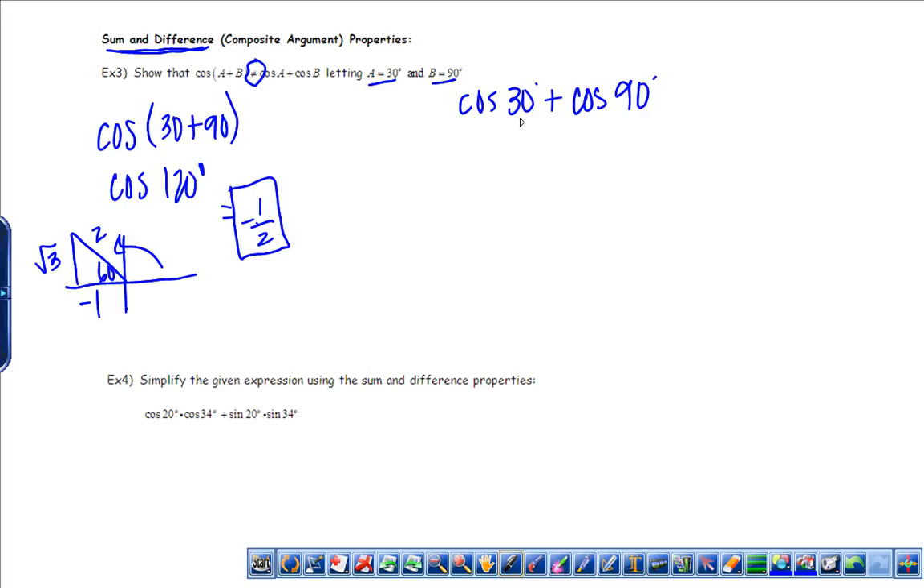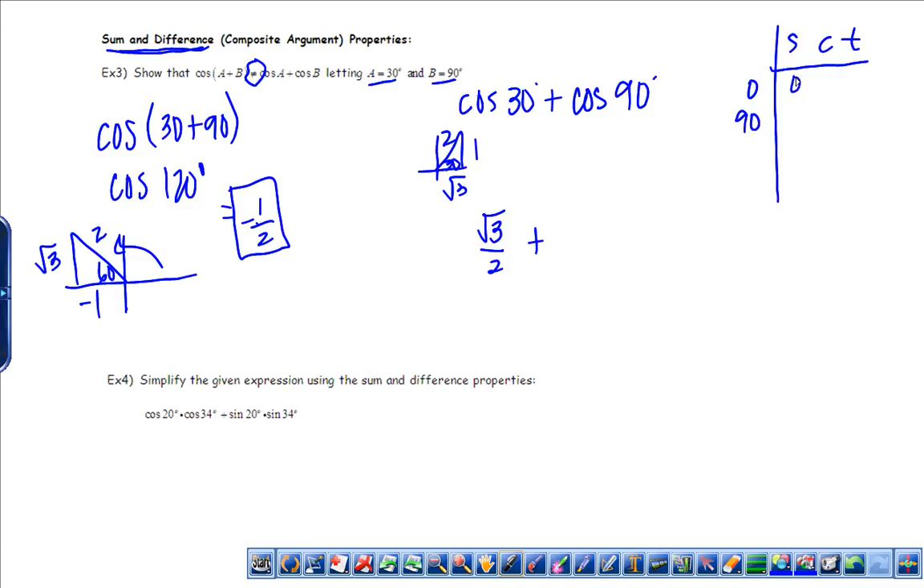So cosine of A, again, I'm drawing my triangles. So cosine of A is right here. That's 30 degrees. That's 2, that's 1, and that's root 3. So that is going to be root 3 over 2. Cosine of 90 degrees, looks like I'm going to have to do my chart, and I'm going to draw that out really quick. For those of you who have forgotten, this is 0 degrees and 90. That's where it starts.